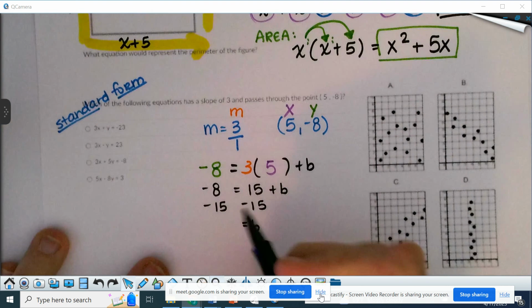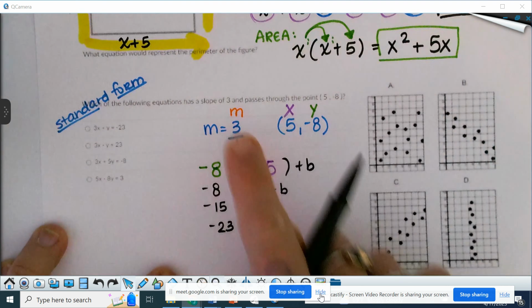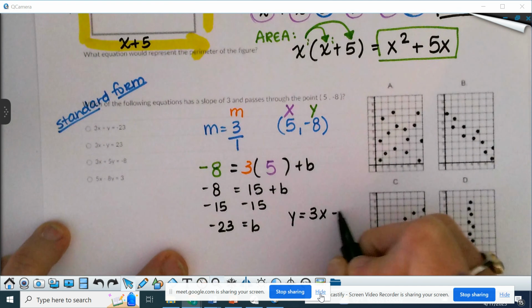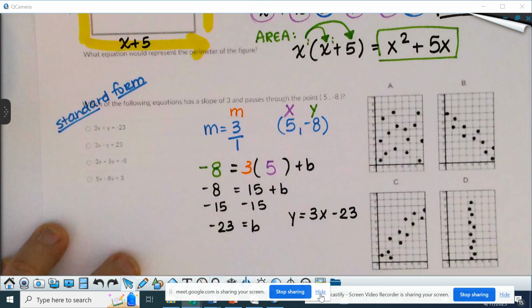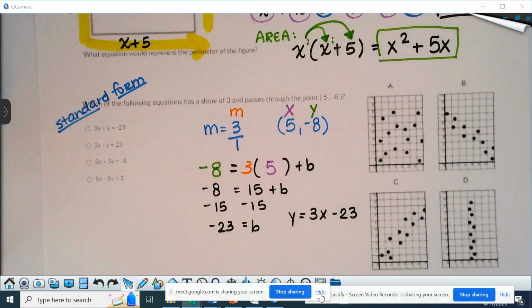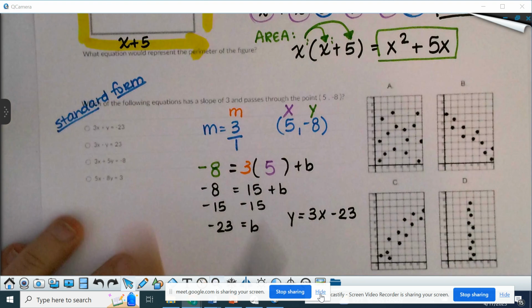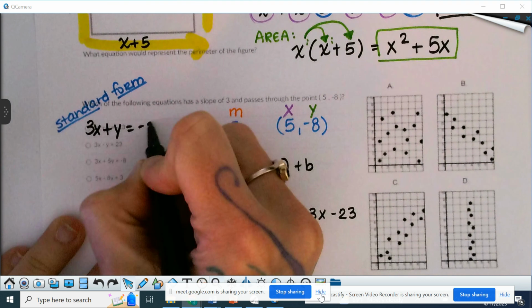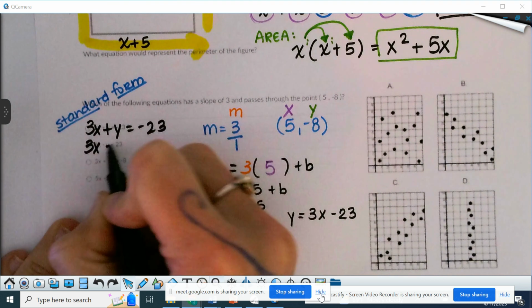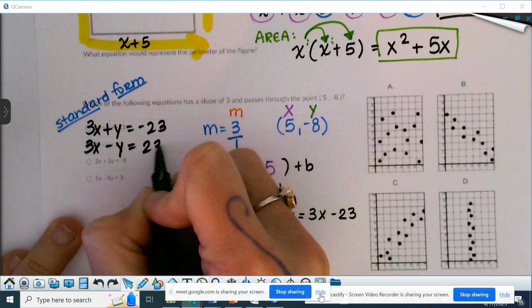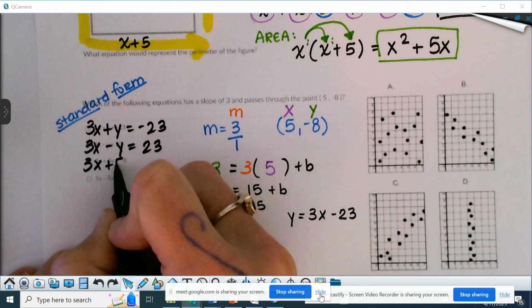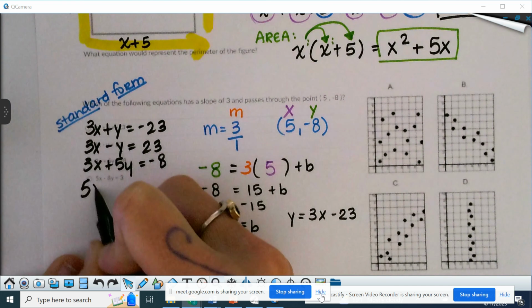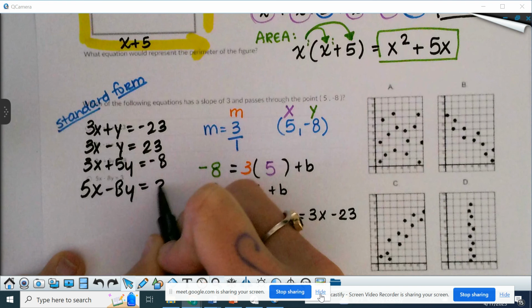Now, we know our slope, so in slope-intercept form, we're going to have y equals 3x minus 23. You are likely to want to move these around, and these are really blurry. Sorry. 3x plus y equals negative 23 is our first answer. 3x minus y equals a positive 23. 3x plus 5y equals negative 8. 5x minus 8y equals 3.